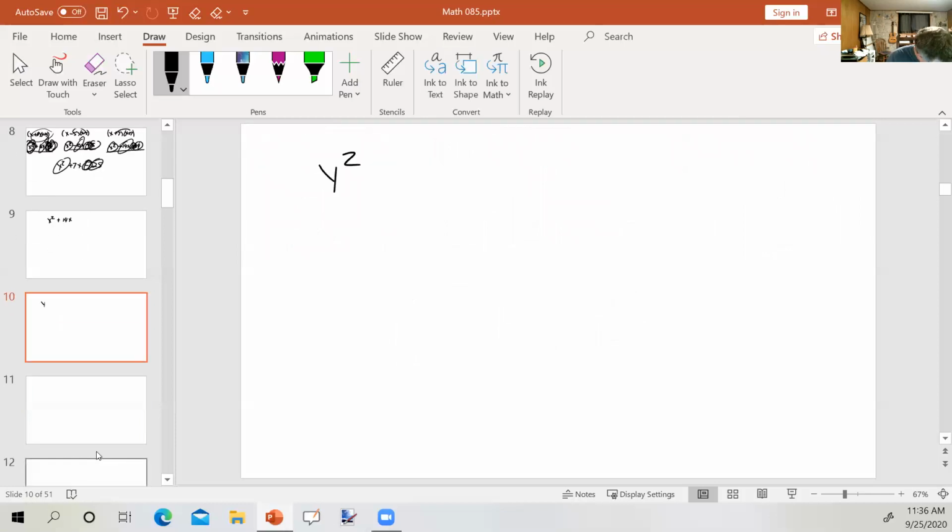Let's see. 9y squared minus 30y plus 25. All right. So first of all, this is a trinomial. It's in standard form. There's no greatest common factor. Now, the leading term has a coefficient that's not a 1.